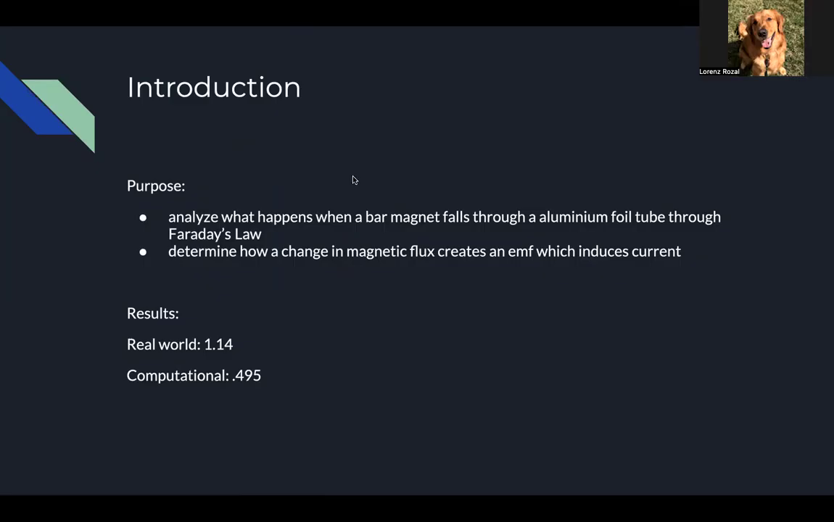Okay, so the introduction. The purpose of this lab was to see what happens when we drop a bar magnet through an aluminum foil tube, through Faraday's Law, and then determine how a change in magnetic flux creates an EMF, which induces a current. Our results showed that the real-world experiment had an average time of 1.14 seconds, while the computational model had a time of 0.495 seconds.